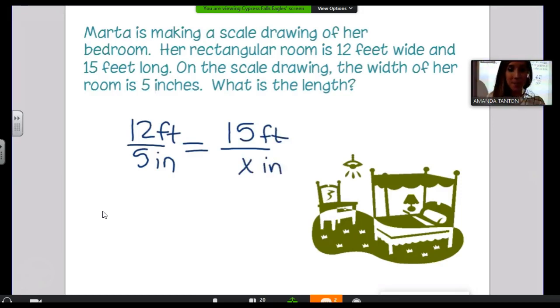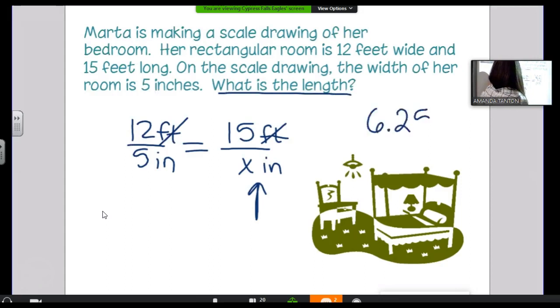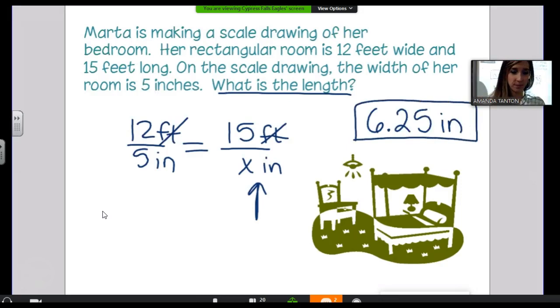What we don't need to worry about is that we're in different units. Because when we do feet times inches divided by feet, the feet are going to cancel, and our answer is going to be left perfectly in inches. So the beauty of proportions is that units cancel and there's no converting necessary. So 15 times 5 divided by 12. The length of the room on the blueprint is 6 1/4 or 6.25 inches long. That's all there is to it.